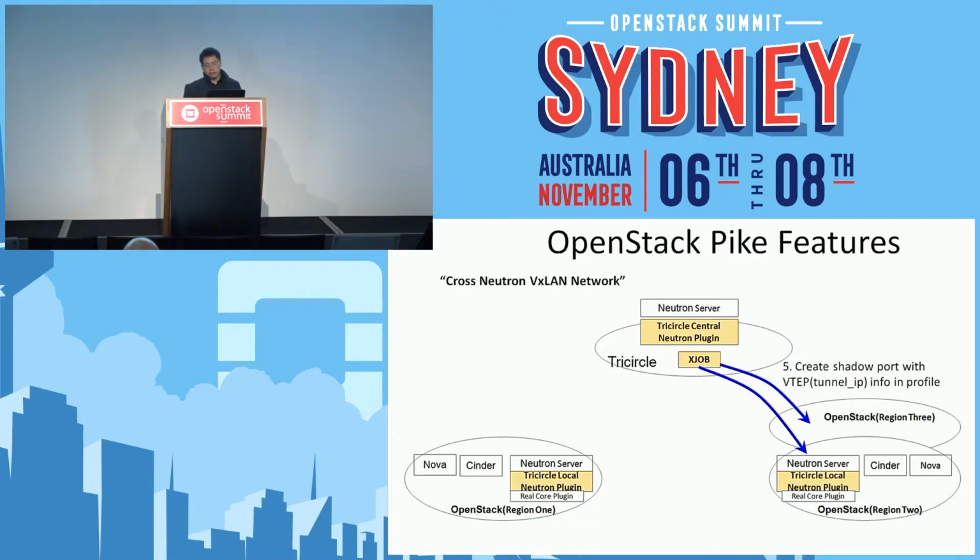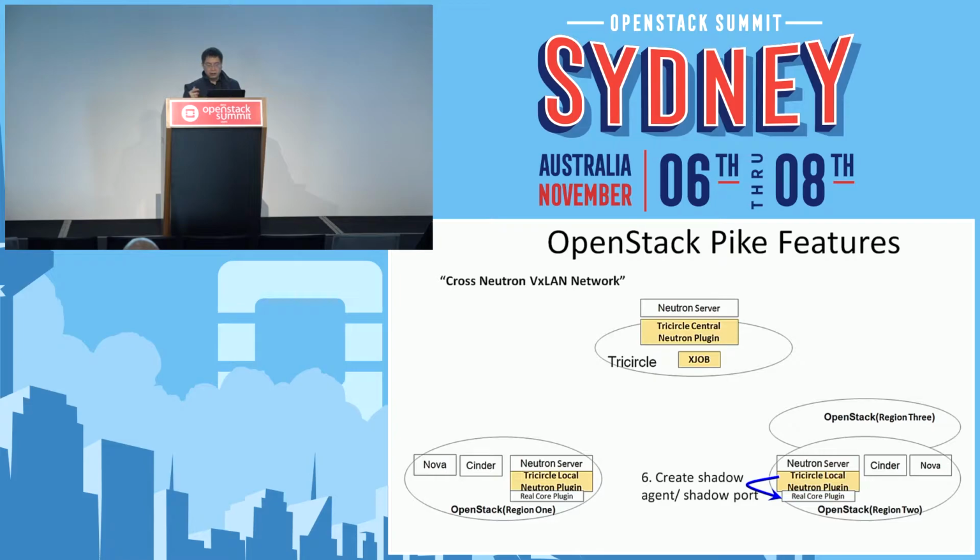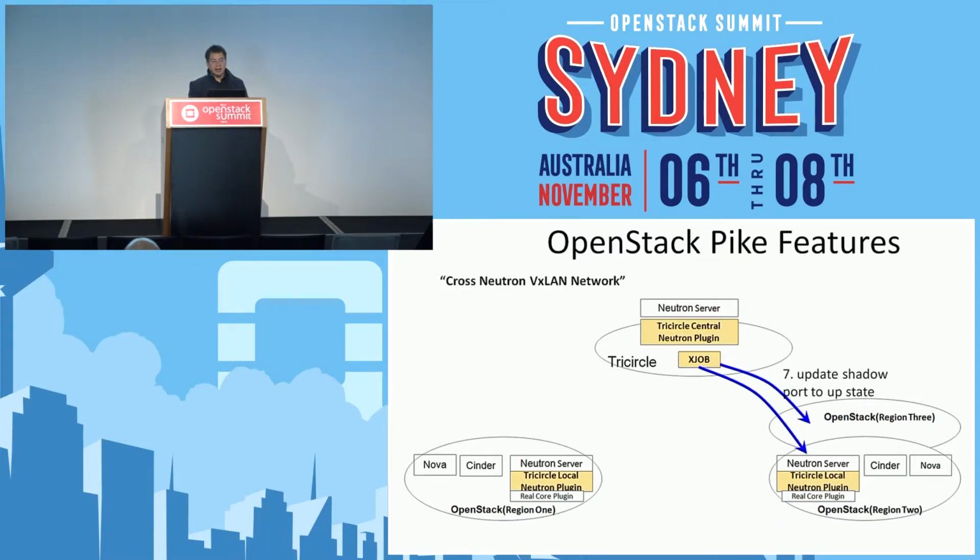And the XJob will run in the background to create the shadow port in other local Neutron servers with the shadow agent VTEP information. When the local Neutron receives the shadow port creation request, the local plug-in will create the shadow agent and the shadow port locally. And then the XJob will update the shadow port status to up.